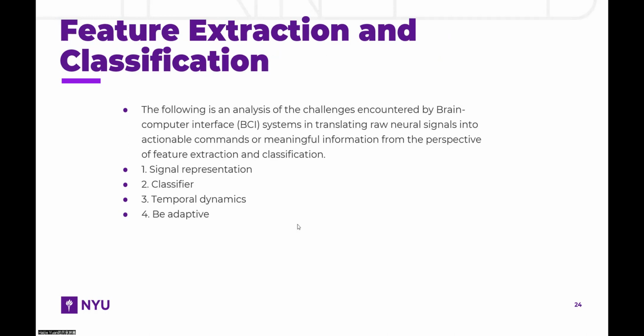Second is the feature extraction and classification. The following is an analysis of the challenges encountered by BCI systems in translating raw neural signals into actionable commands or meaningful information from the perspective of feature extraction and classification, such as the following.